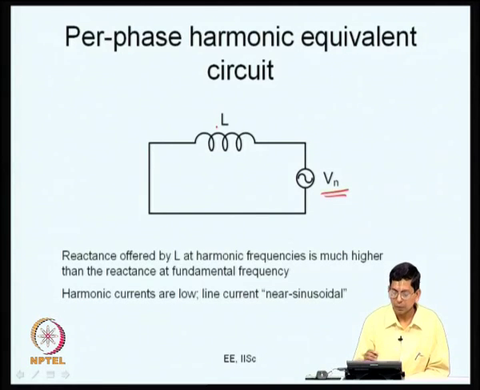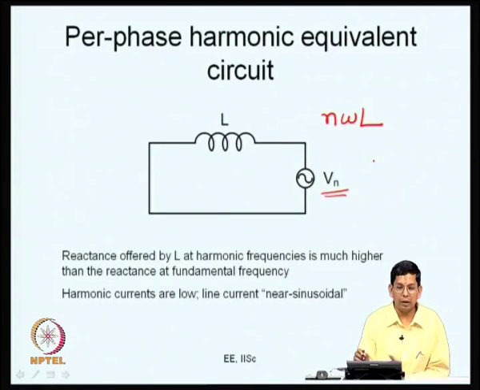It has the same inductance L, but the reactance offered by this is n times omega L, where omega is the fundamental frequency. The fundamental component sees a reactance of simply omega L, but the harmonic voltage sees a reactance of n times omega L. The reactance offered by L at harmonic frequencies is therefore much higher than the reactance seen by the fundamental component. So, n could be very high.